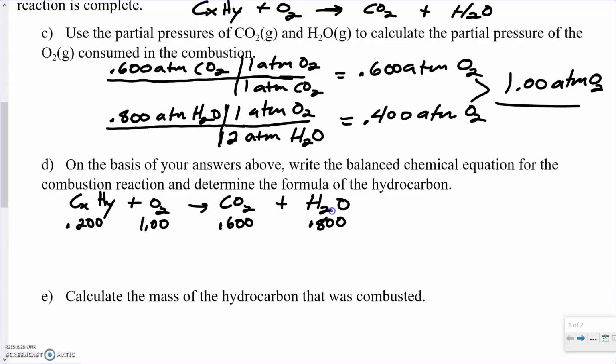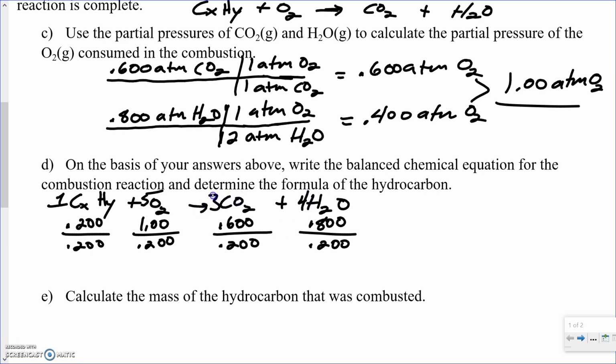atms for our water. So if we treat these like we would a mole ratio, like what we did with empirical molecular formula, and we divide by the smallest value, which would be our 0.2, we can get a whole number balanced coefficient in front of our balanced chemical equation and backtrack that to calculate what x and y actually are. So if we divide 0.2 by 0.200, that's going to give us a 1. We divide 1 by 0.200, and that's going to give us 5. We divide 0.6 by 0.200, that's going to give us 3. And we divide 0.8 by 0.200, and that's going to give us 4.